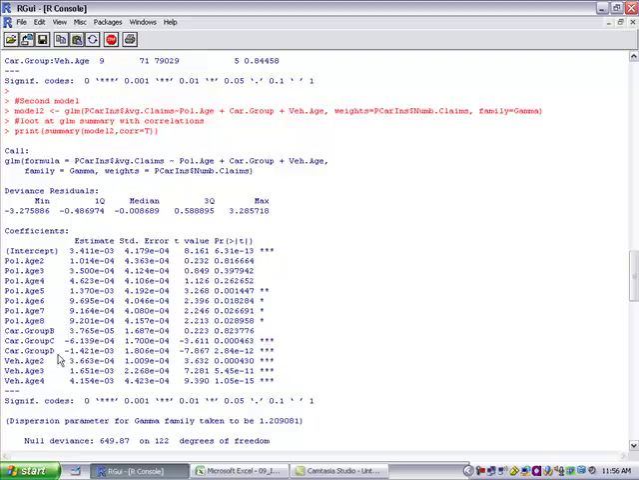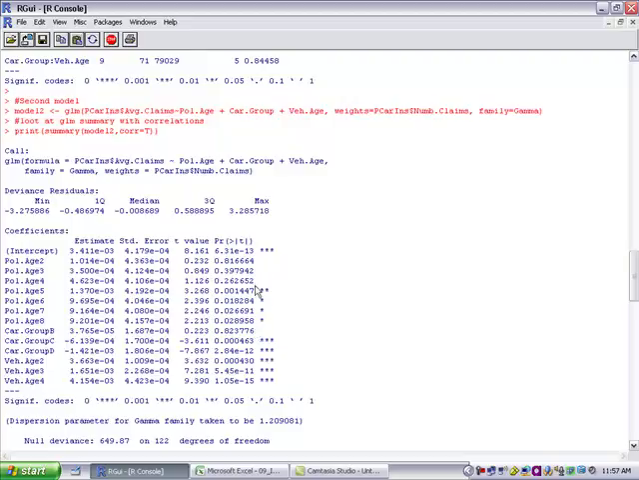remember we had four categories: A, B, C, and D. A is hidden in the intercept. So the difference between B and A is not very significant. The difference between C and A is significant, and the difference between D and A is significant. So this may suggest that as a further step, you could merge groups A and B and just have three groups.